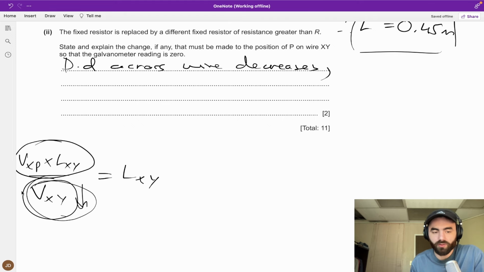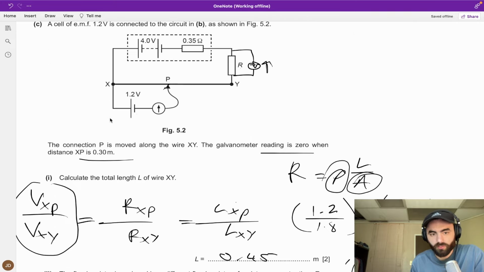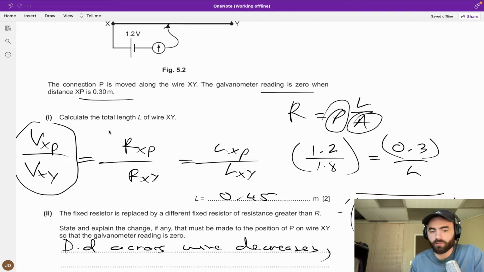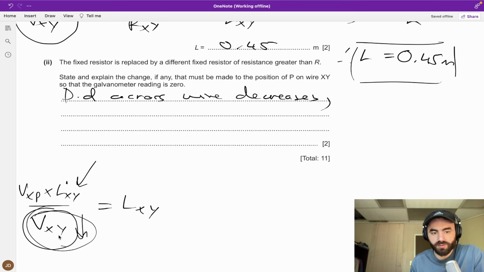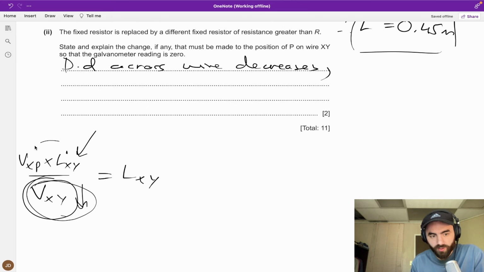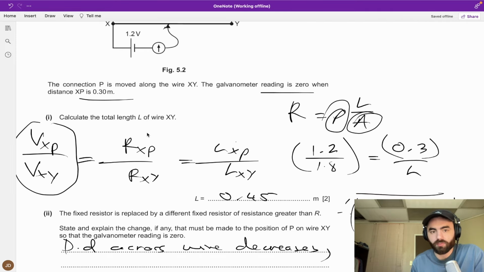This thing is a constant, right? This is definitely a constant, and this is a constant as well, because this point is where the galvanometer equals 0, so it's going to be 1.2. So if we have a constant and we divide it by something that's getting smaller, this is going to get larger. If this gets larger, that means this point is going to be closer to Y.